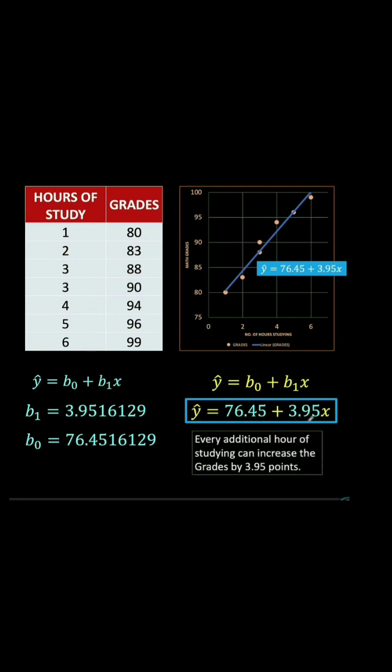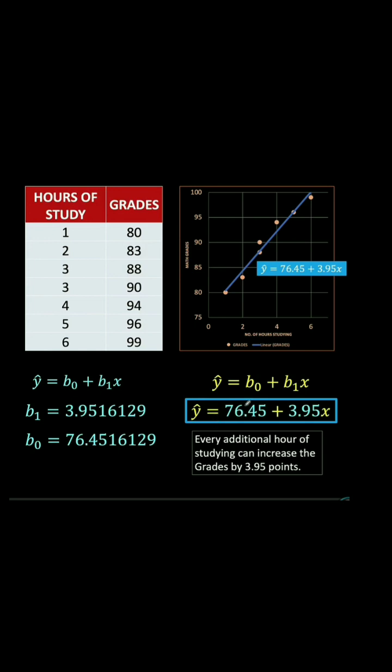This means that since the slope is 3.95, every additional hour of studying can increase the grades of students by about 3.95 points. This y-intercept also indicates that a student who does not study, that means x is 0, can expect to get a barely passing grade of 76.45 based on our model. Of course, different models can result in different values. Now, regression analysis has two functions.